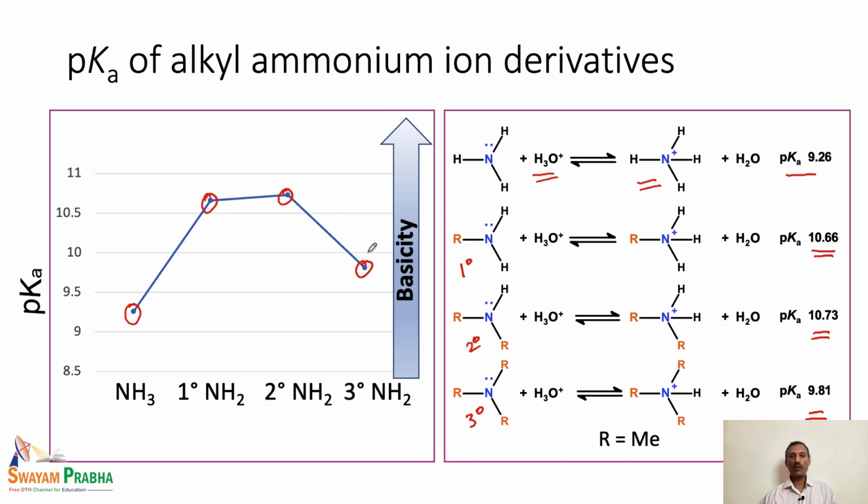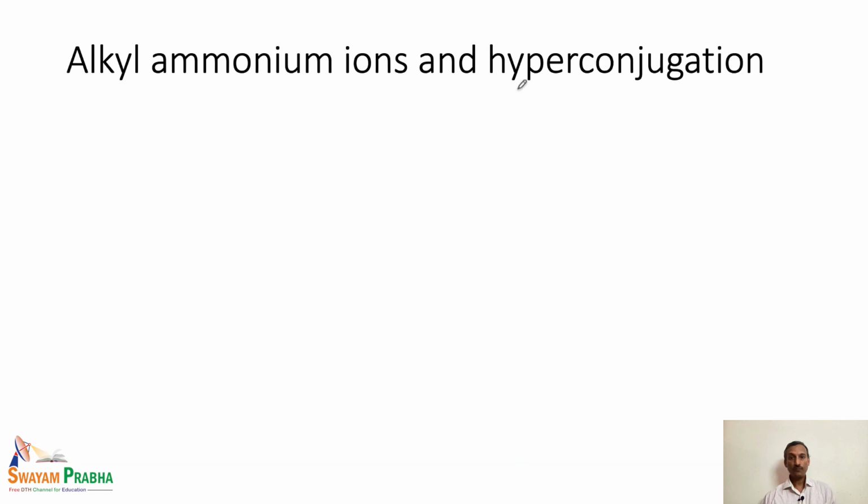In the case of the tertiary amine, the steric hindrance inhibits the stability of the conjugate acid, which reduces the basicity of this particular tertiary amine, whereas the secondary amine and the primary amine conjugate acids are highly stabilized by solvation, so they are more basic.